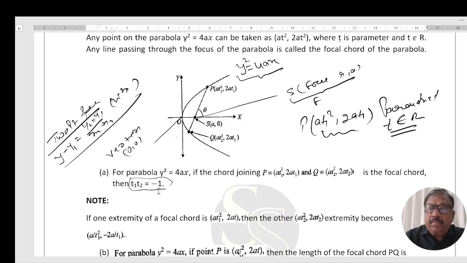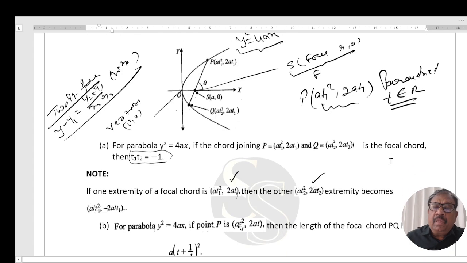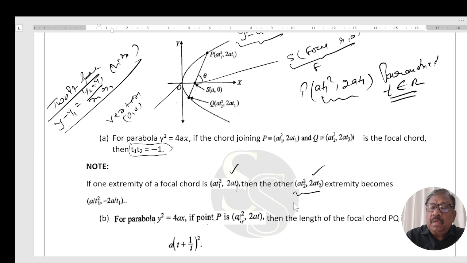If one point is at1 square, 2at1, and the second point is at2 square, 2at2, then in this case replace t2 by minus 1 by t1. So we get this point. If one point is known, the other point is also known.